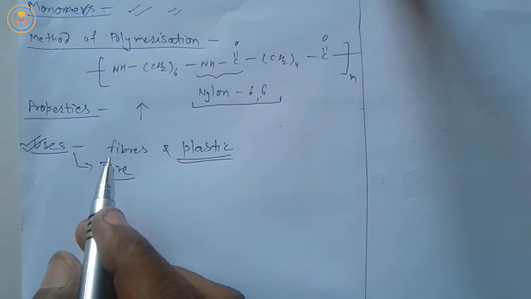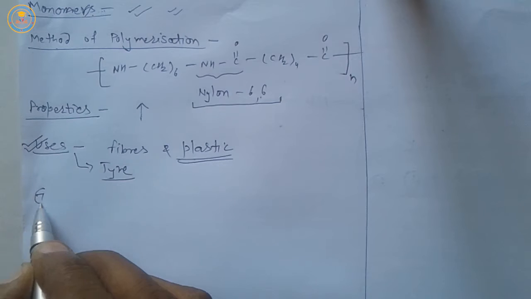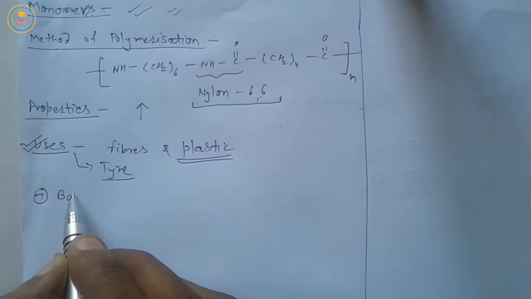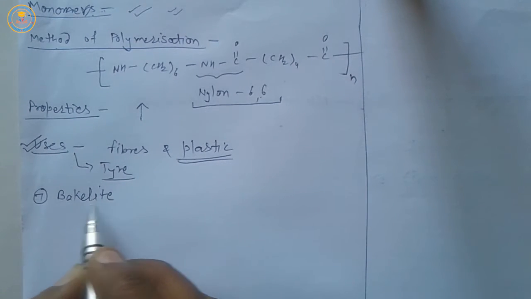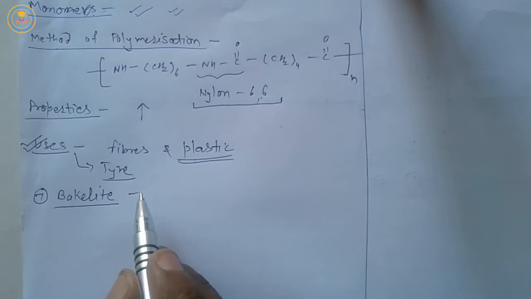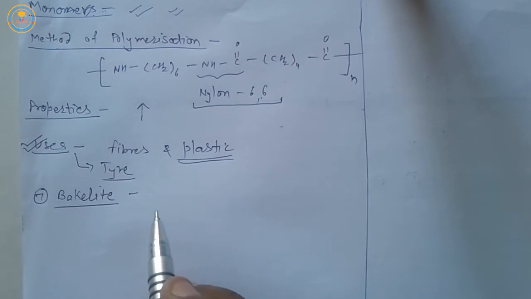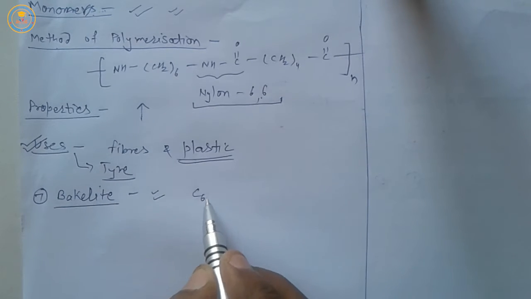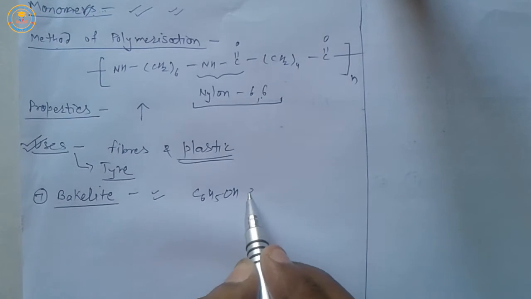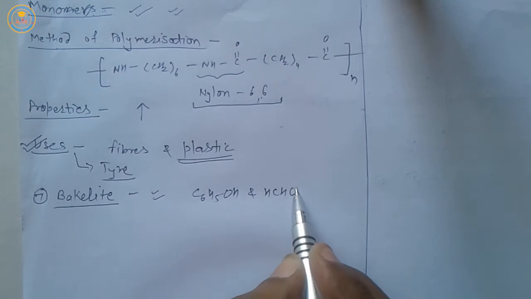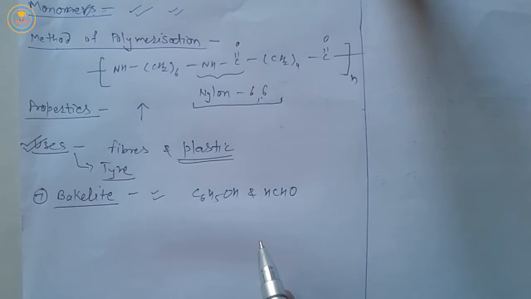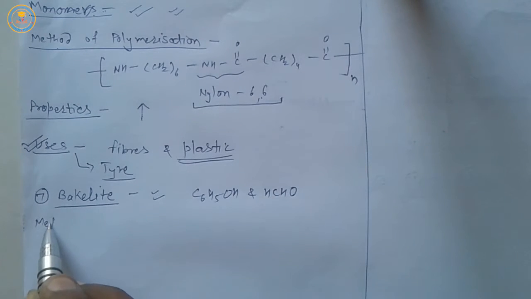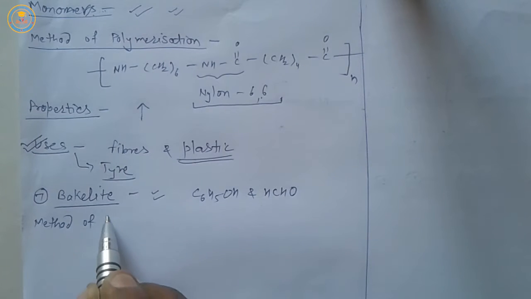Next commercial polymer is bakelite. Very important for your examination. It is a thermosetting resin. Phenol and formaldehyde, very important, are the monomers of bakelite. Next, method of polymerization.